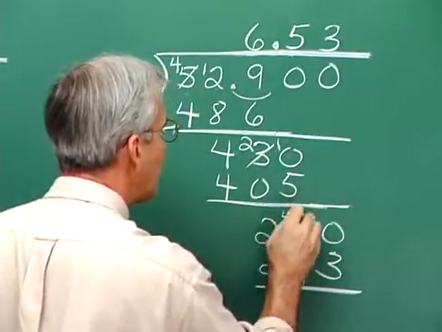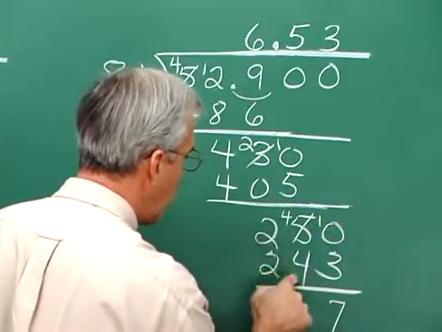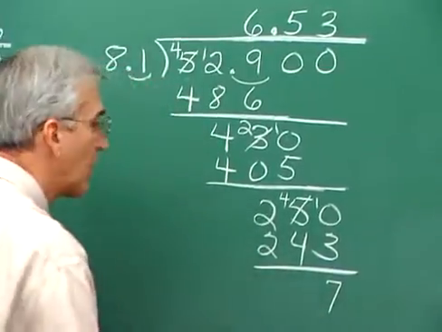Borrow from the 5, it becomes 4. Making this a 10. 10 minus 3, 7. 4 minus 4, 2 minus 2. Okay, 7 is the remainder here.